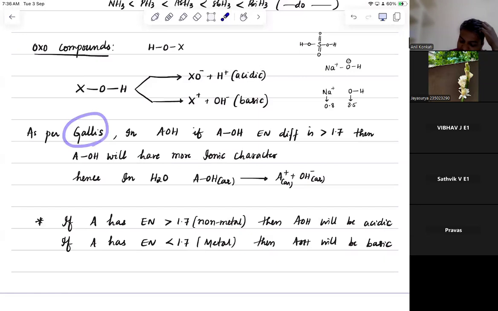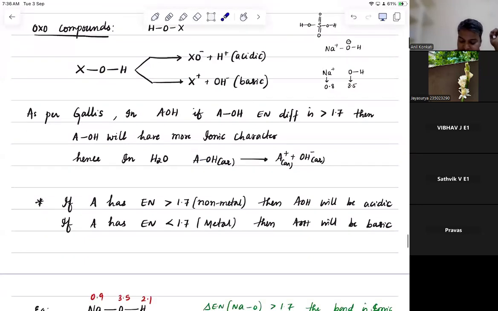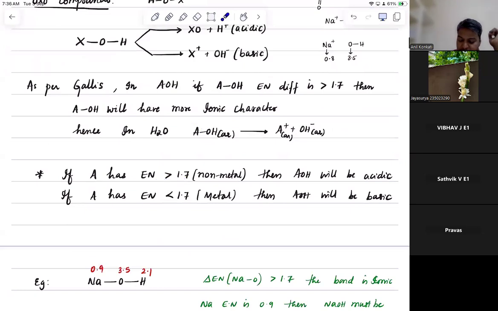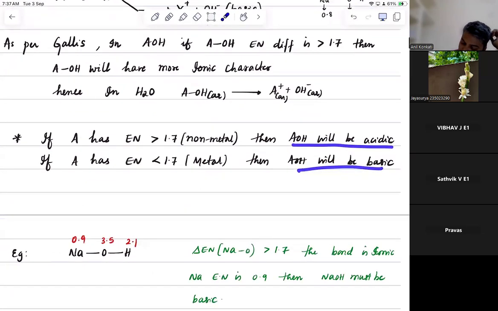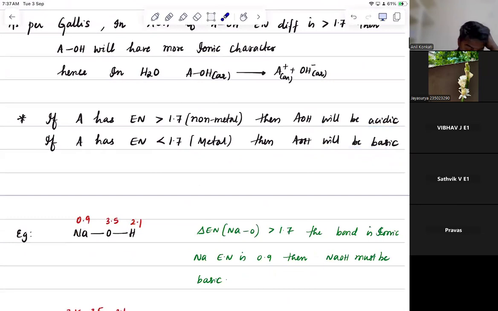As per the scientist Gallais, if you take XOH or AOH, and the electronegativity difference between A and OH is greater than 1.7, then AOH will have more ionic character. Hence, in water, this will split as A plus and OH minus. And if A has electronegativity less than 1.7, or is a non-metal, then AOH will be either acidic or basic. You just need to check whether they are acidic or basic.